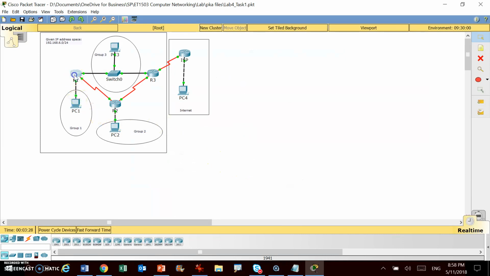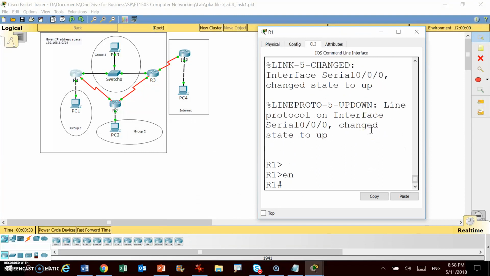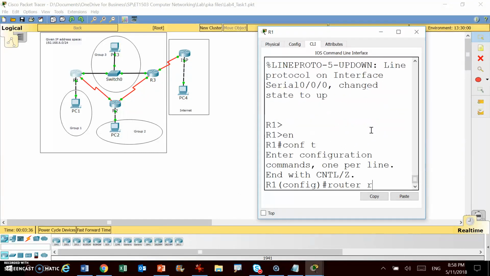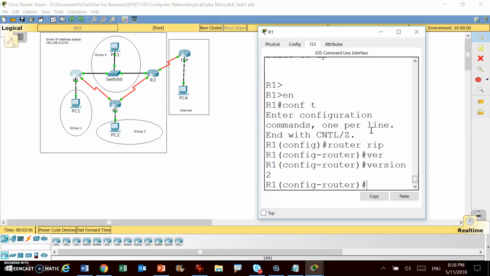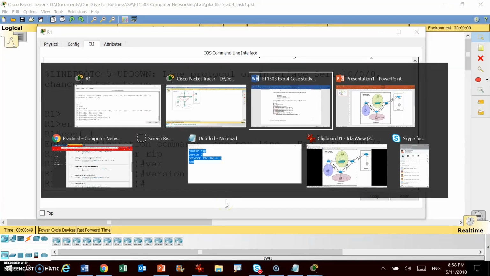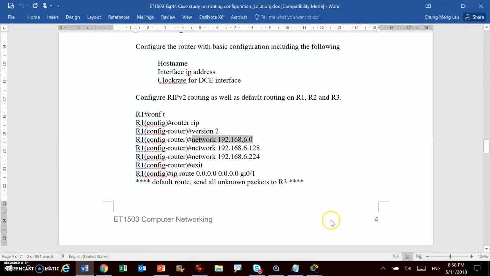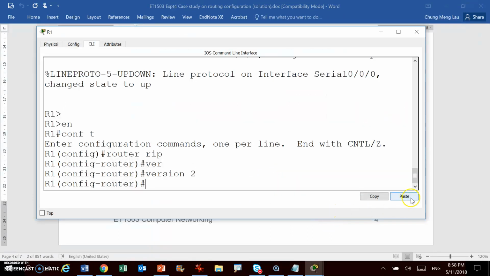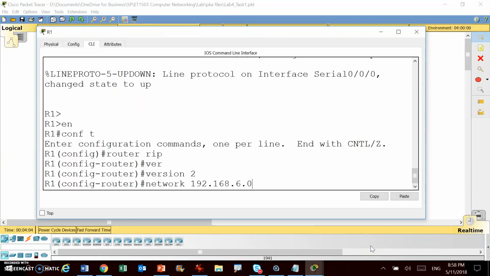I'm going to turn on router 1. Router RIP. I'm going to run version 2 now. With version 2, I'm supposed to run the network command. The first network is 192.168.6.0. I'm going to copy this and paste. This is for the first network, which is the group 1 network over here. So we advertise the first network.